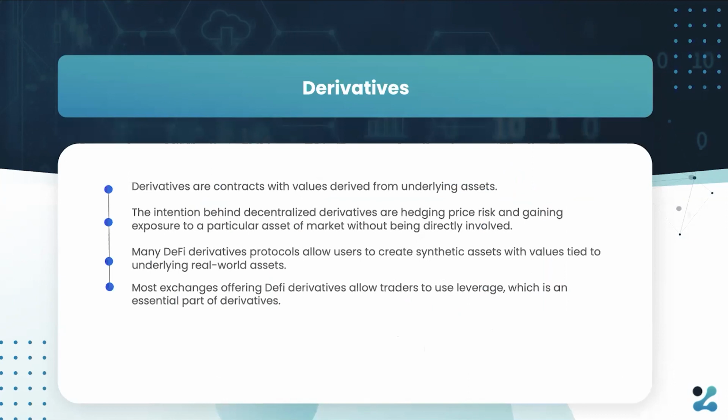Derivatives, I think, is a very complex topic, so I'll just give a brief introduction of what derivatives are. Derivatives are contracts with values which are derived from the underlying assets. And if you have been into a traditional stock market, you must have heard of words like F&O, futures and options, or perpetual future contracts and perpetual contracts. So these are derivatives. Derivatives allow you to trade an asset without owning the asset.